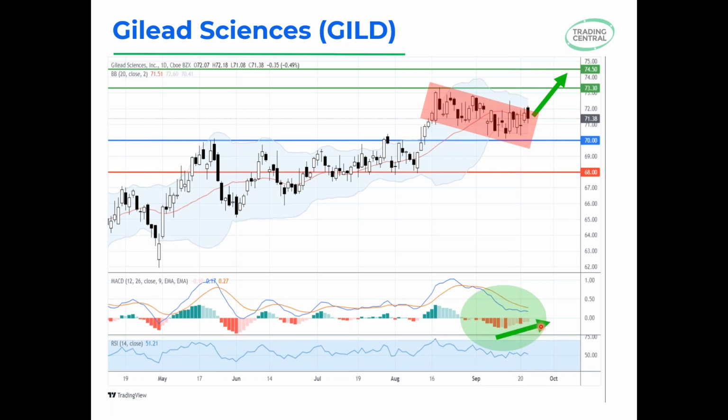So if you're interested in this stock, have a look at this MACD to see if it will break above zero and mark some green, just like this one, green on the top. And that will tell you a good story, a good prospect for the stock. Okay, Gilead Sciences, not bad.